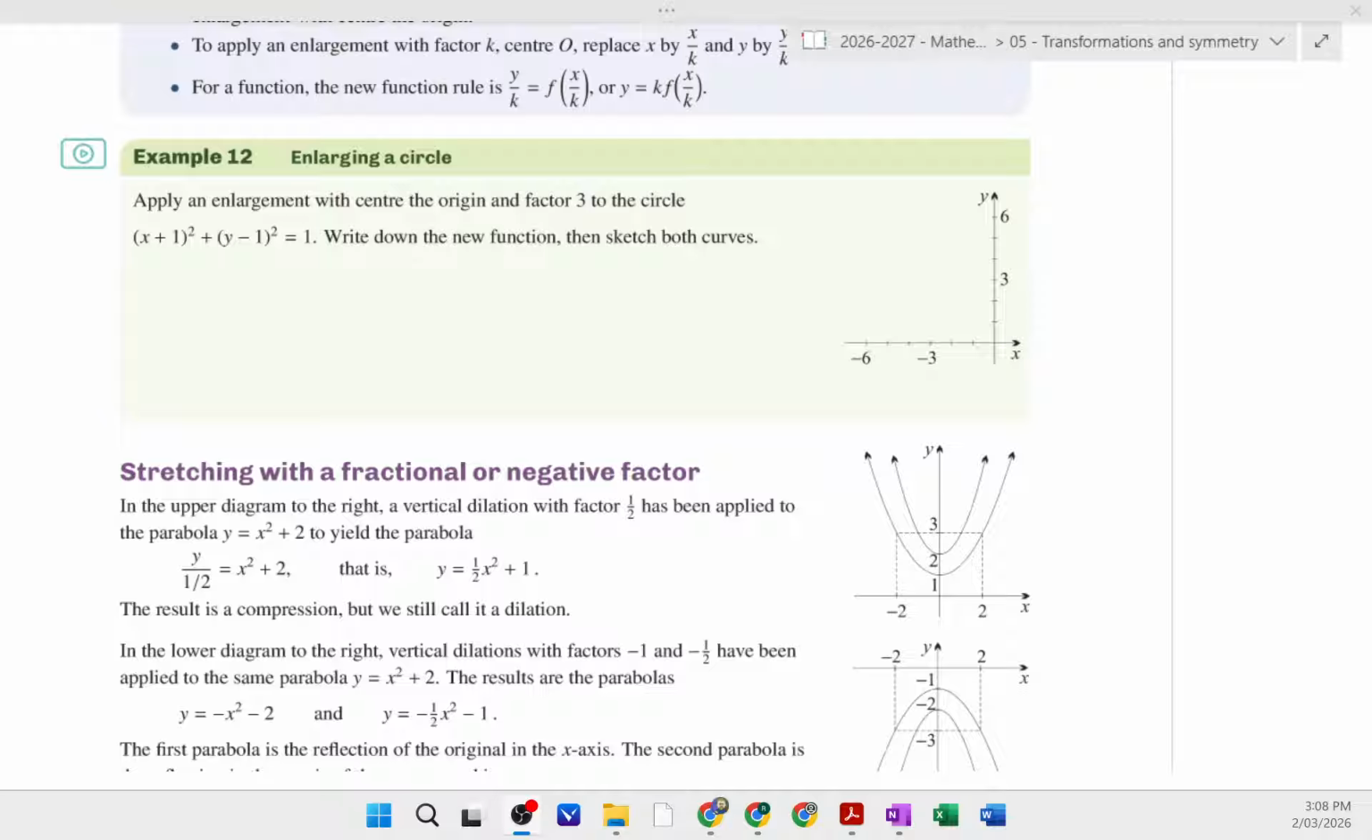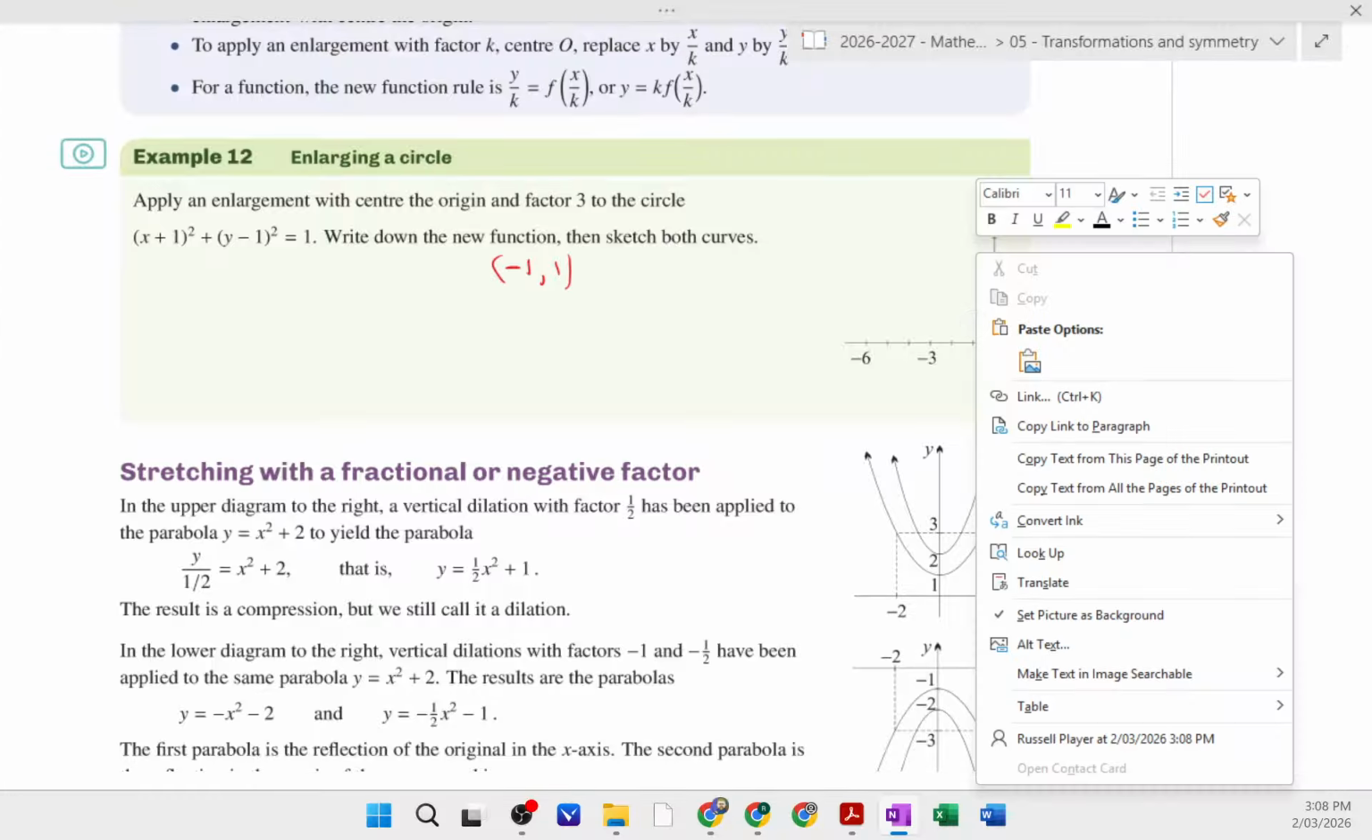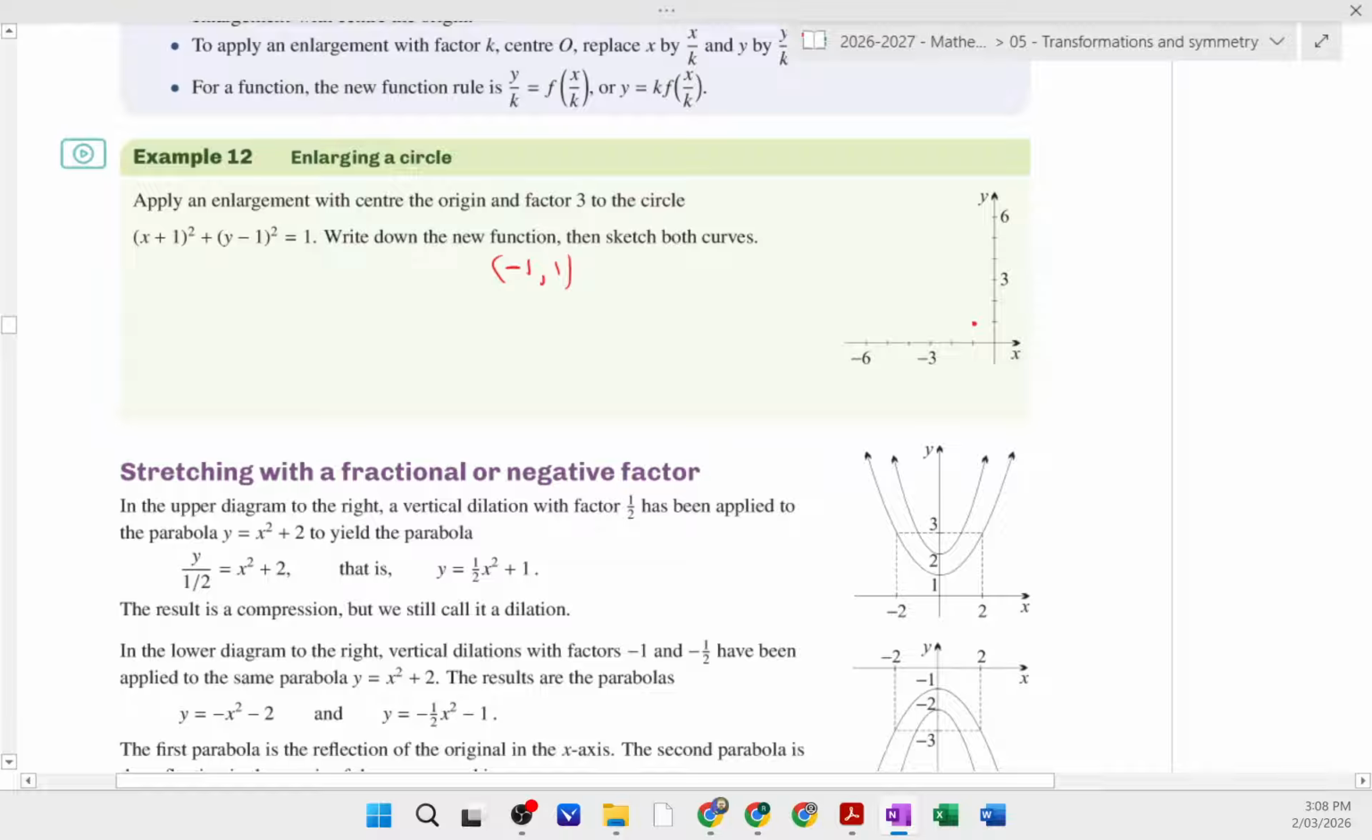Interesting. All right, so the first one, we have (x + 1)² + (y − 1)² = 1. So let's actually write that one down. Our center for this particular one is going to be at (−1, 1). So (−1, 1) is our center, and our radius is 1. So we're going to have a circle that looks a little bit like that. Probably more circular, but that'll do.